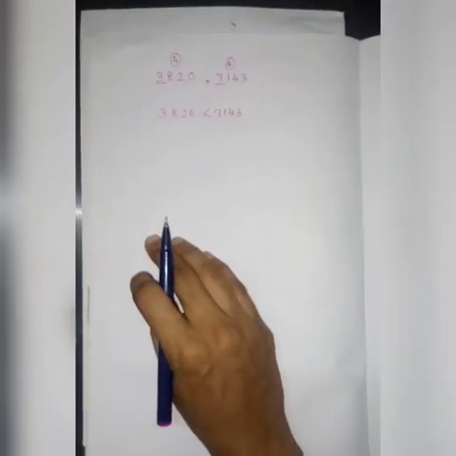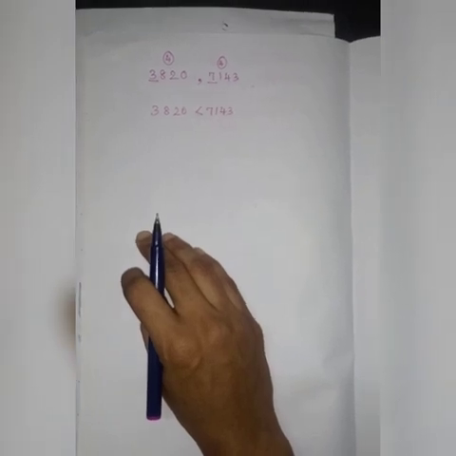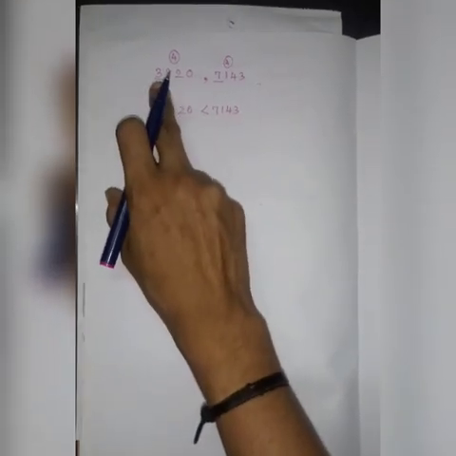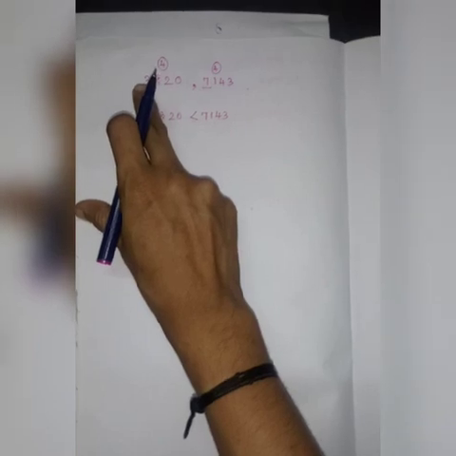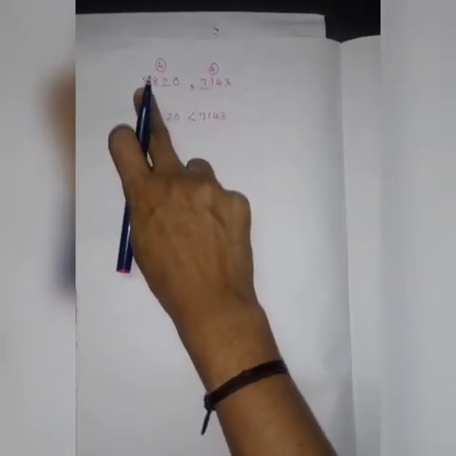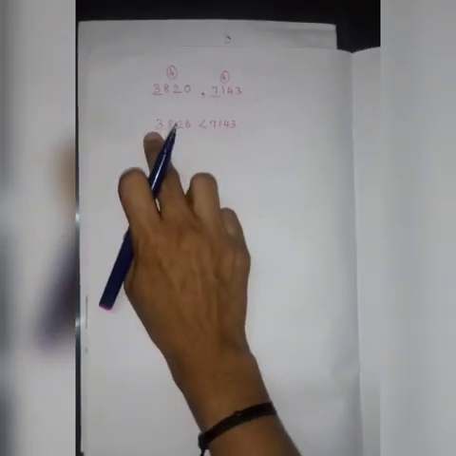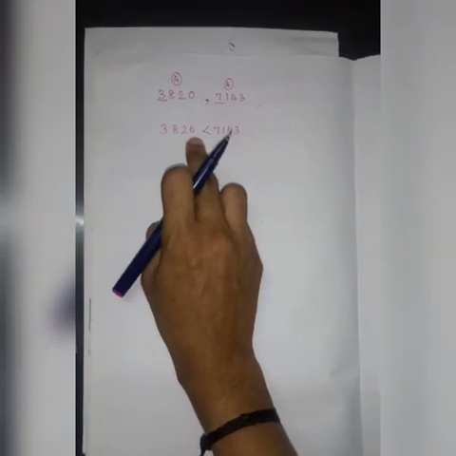Understood? If you are counting the number of digits, and both have the same number of digits, you will start from the left side of the digits. The first digit you will compare. The first digits are different. Here it is 3, here it is 7. So is 3 greater or 7 greater? 7. So 7143 is greater when compared to 3820. Understood?